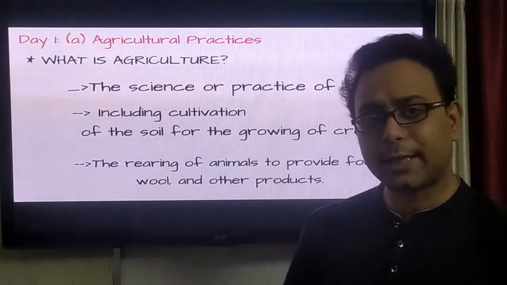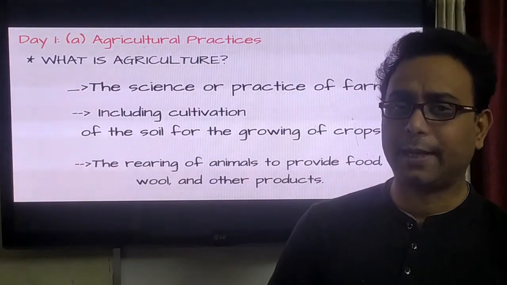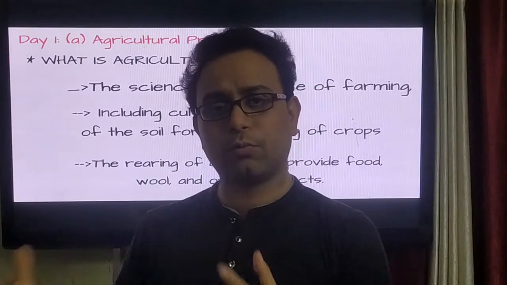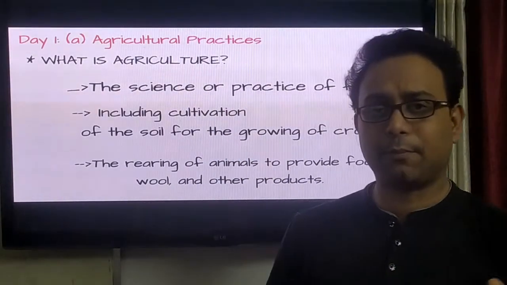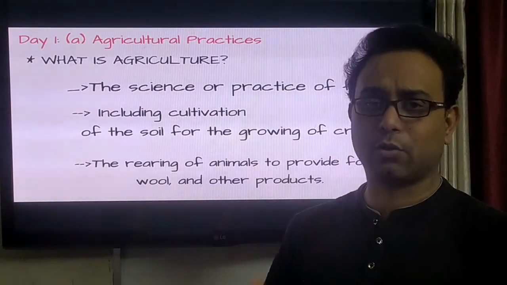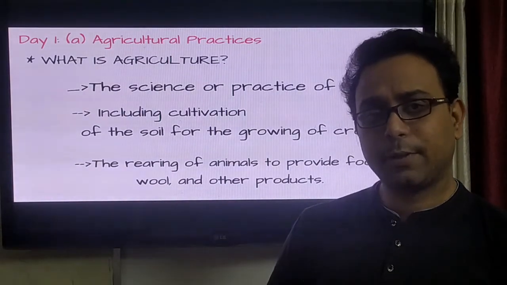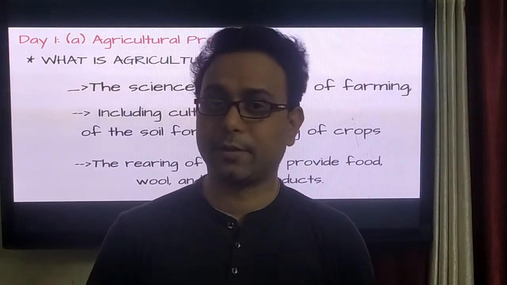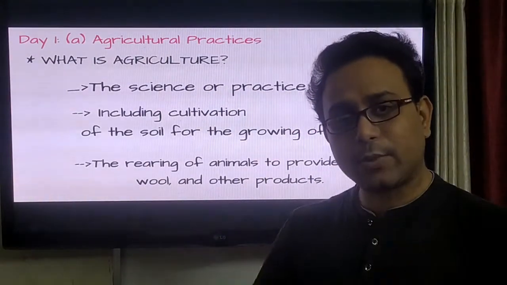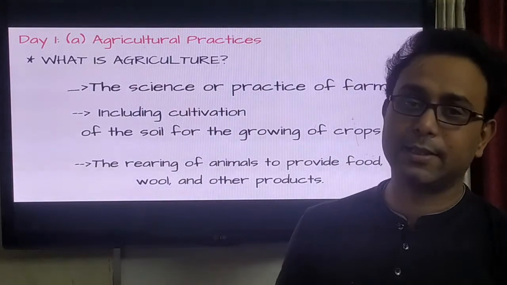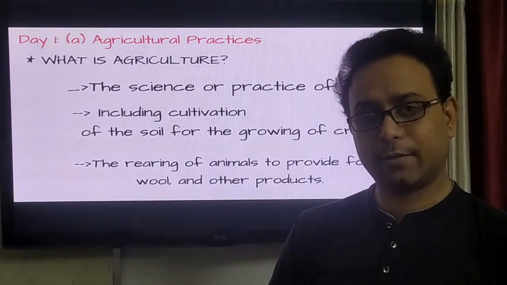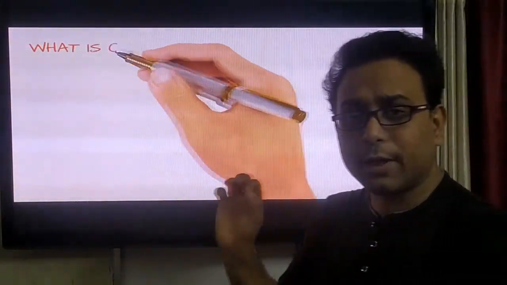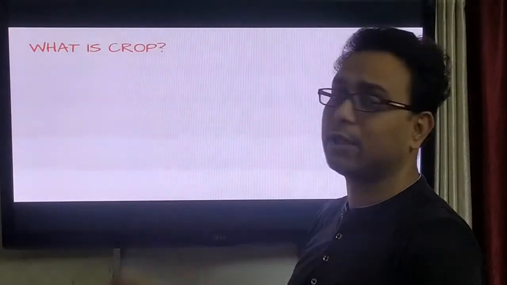So what type of materials are needed by the plant for the production of their food? Because they can prepare their own food. So why are we giving some materials for growth and nourishment? Because plants are autotrophic in nature, but water and minerals are required for plant growth. That is what we supply in our different agricultural practices, right? So this is agriculture. But the most important question arises: what is a crop?